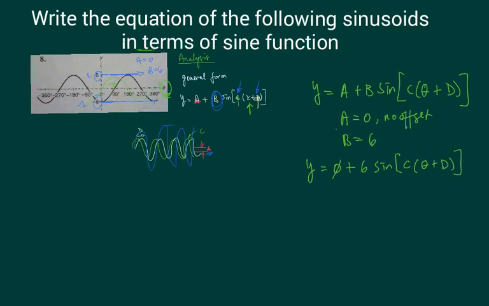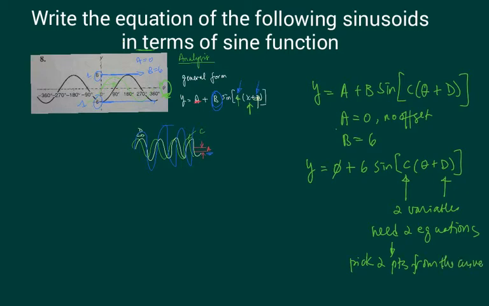And then from here, you can see there are two variables, C and D, so we need two equations to solve for C and D. And where am I going to find those two equations? What we need to do is pick 2 points from the curve to construct those two equations. All right, let's get to it.